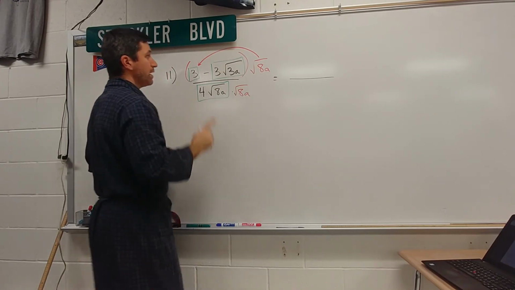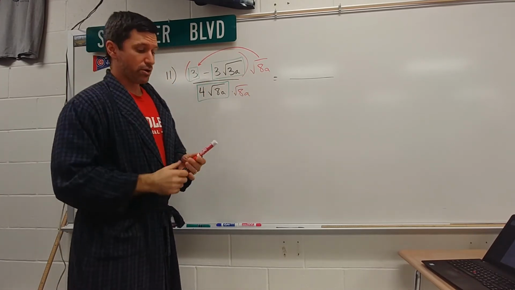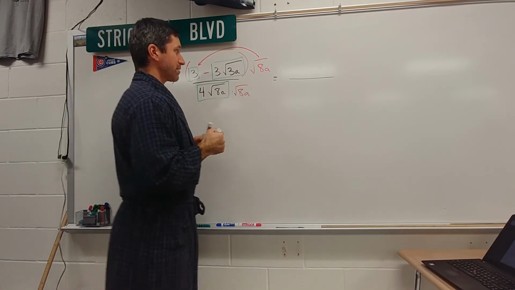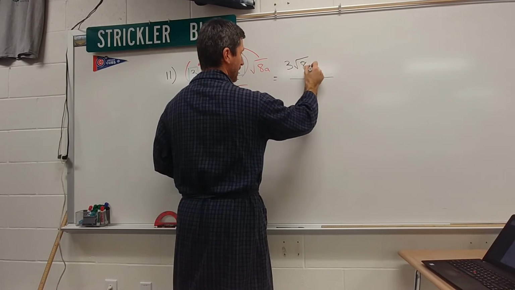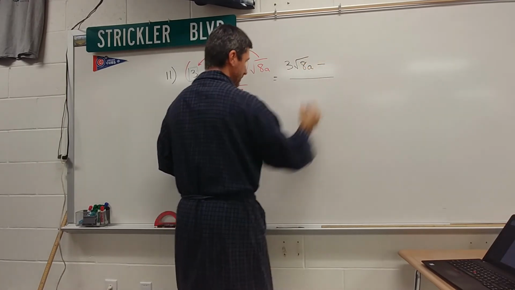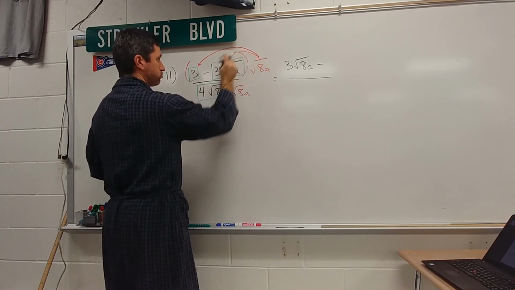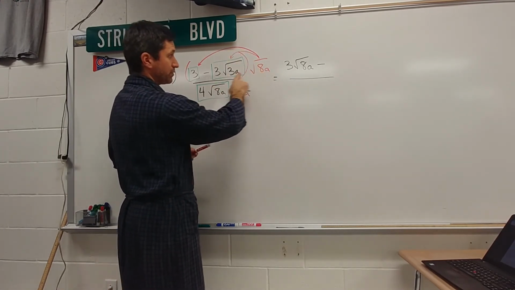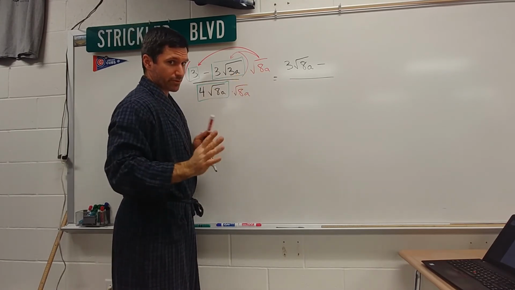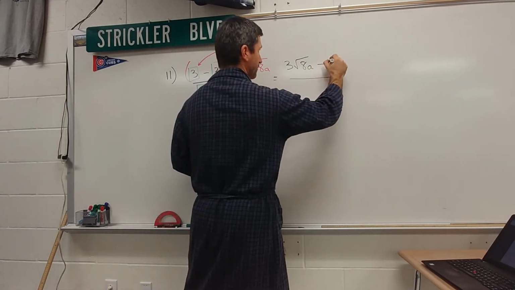Can you actually multiply the 3 times the radical 8a? The answer is, of course, not really. So you just kind of stick them next to each other: 3 radical 8a minus, and here we go again. Blow up that parenthesis. Now, this can be multiplied times the radical 3a because they're both underneath the radical. The 3, not so much. So let's put the 3 here.